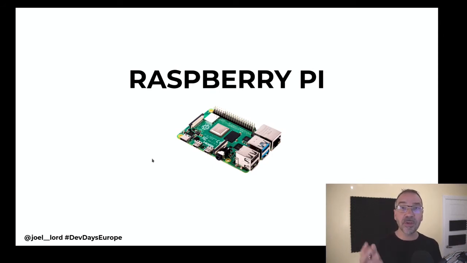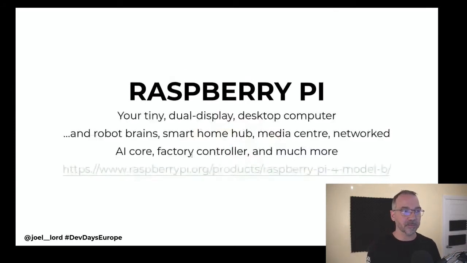This can be very useful for different reasons. You can use it as an IoT device as well, because it has all of those little pins that you can see at the end right here that you can use to interact with different connected sensors or LEDs or whatever you want to connect there. The website says Raspberry Pi is your tiny dual display desktop computer and robot brain, smart home hub, media center, network, AI, core, factory controller, and much more. Once again, that's the definition from the website.